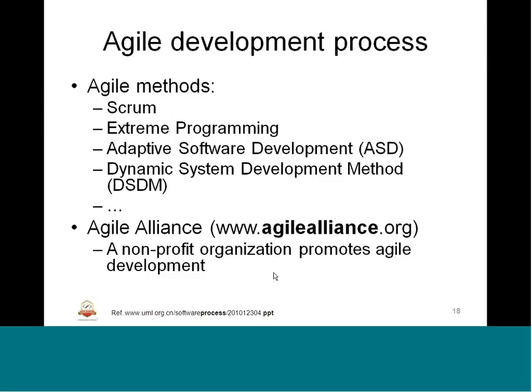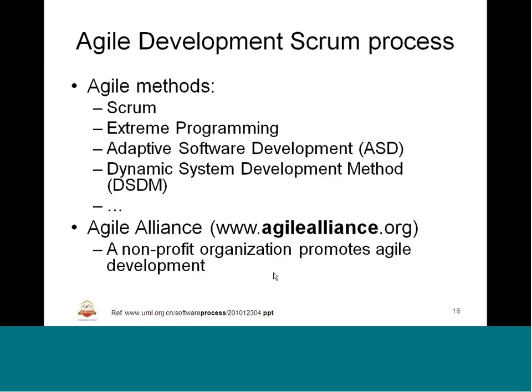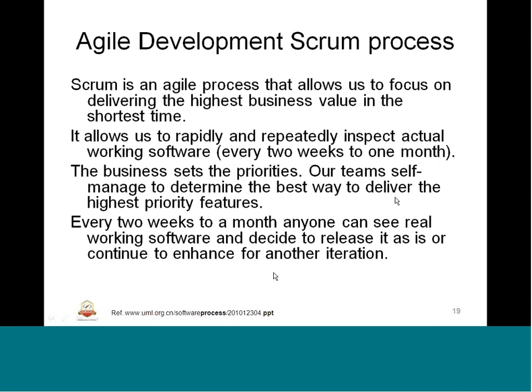In particular, we try to understand the agile development Scrum process. Scrum is an agile process that allows us to focus on delivering the highest business value in the shortest time. It's purely commercial, where time to market, the highest business returns in the shortest time, is going to be followed. That is going to be used as a process. That is what is called the Scrum process.